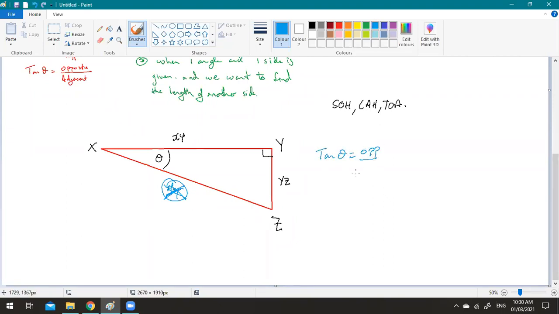So which one is the opposite and which one is the adjacent? The opposite is yz and the adjacent is xy. Now remember, when we're using points, it's still a length that we're using. So this is xy. If we were to use common letters, what would we have used? Here would have been x, and here would have been z. So it would have been tan theta is x over z. So it's the same thing.